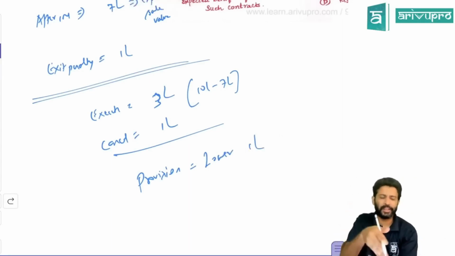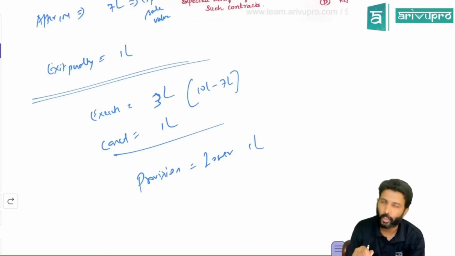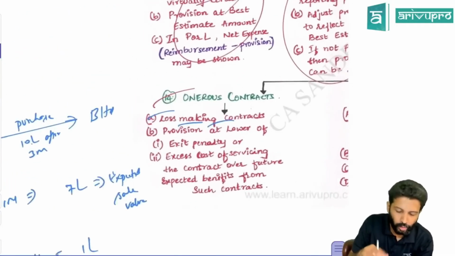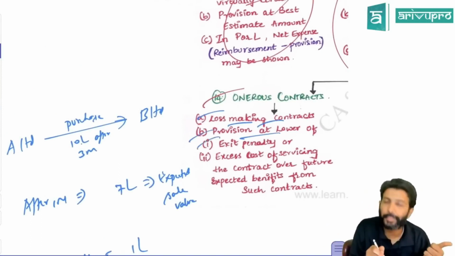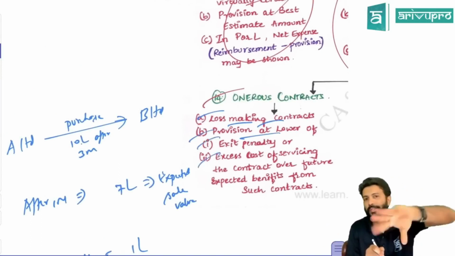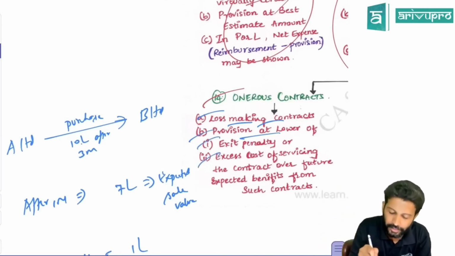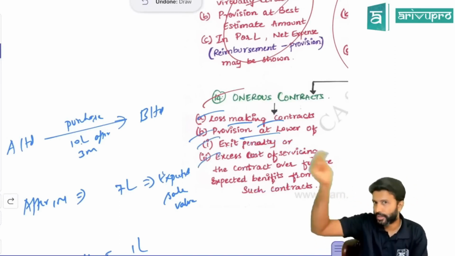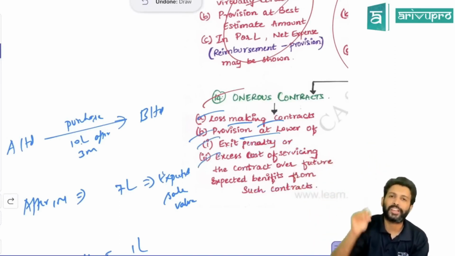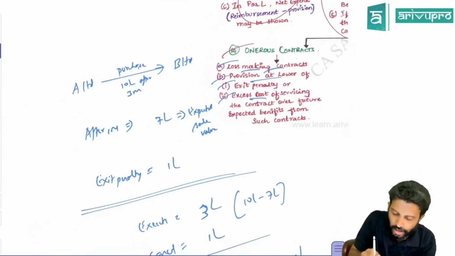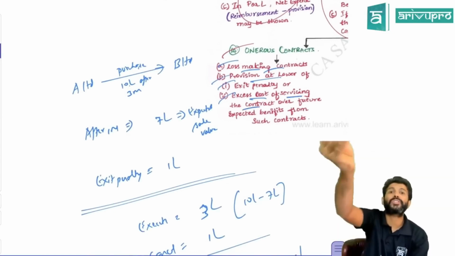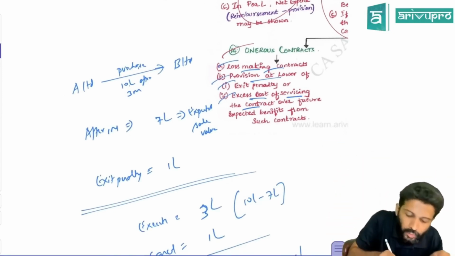They are trying to express this in words. Can we look at that? So for an onerous contract, you make the provision at the lower of two amounts. One is the exit penalty, or the excess cost of servicing the contract over future expected benefits from the contract. Excess cost. So what is the cost basically? Excess cost of servicing the contract means what is the cost of servicing the contract? If you execute the contract, what will be the cost?